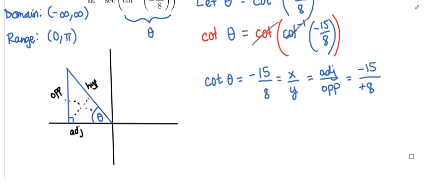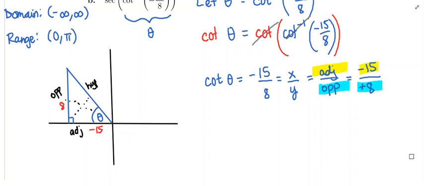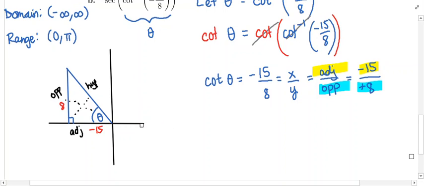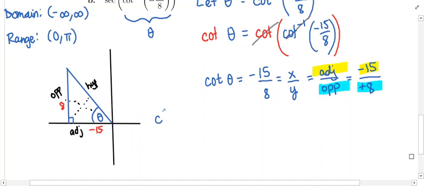Okay, so when we label these sides, the adjacent side needs to be negative 15, and the opposite side needs to be positive 8. So it needs to look like this. All right. So we need to complete our right triangle. We need to find the value of the hypotenuse. So since this is a right triangle, we call in the Pythagorean theorem. So c squared is equal to a squared plus b squared. We are looking for the hypotenuse, which is c.